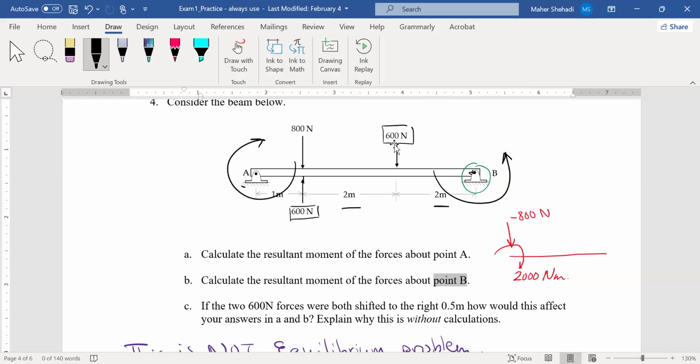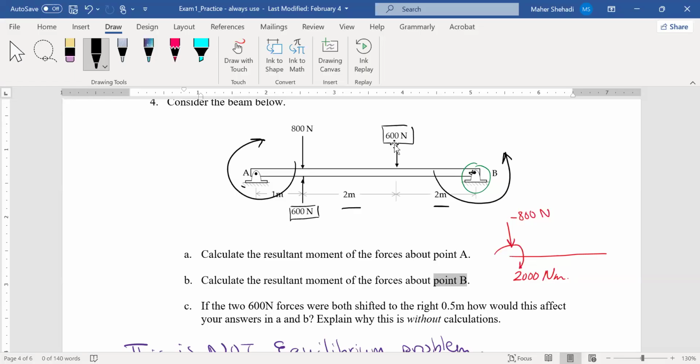What do you think? How would my answers change if I push only the 600s, the two 600 newtons, to the right by 0.5, or maybe to the left? If we do each force separately, then you will probably need to calculate it.